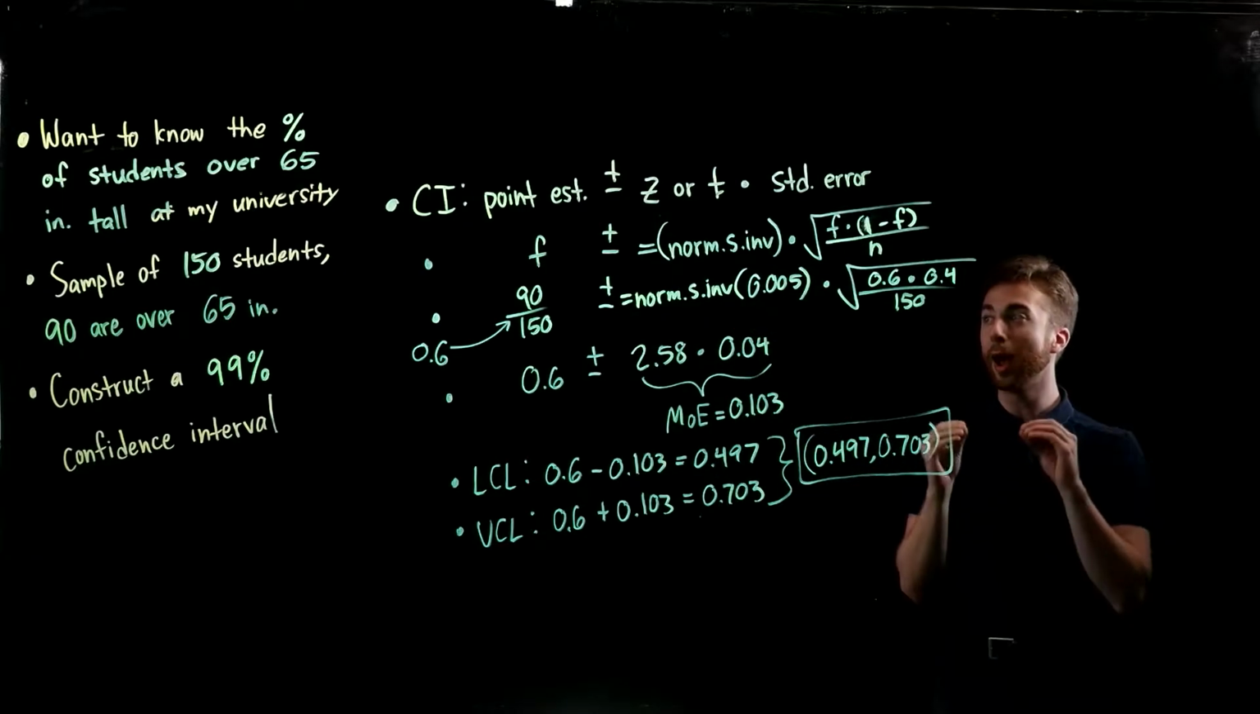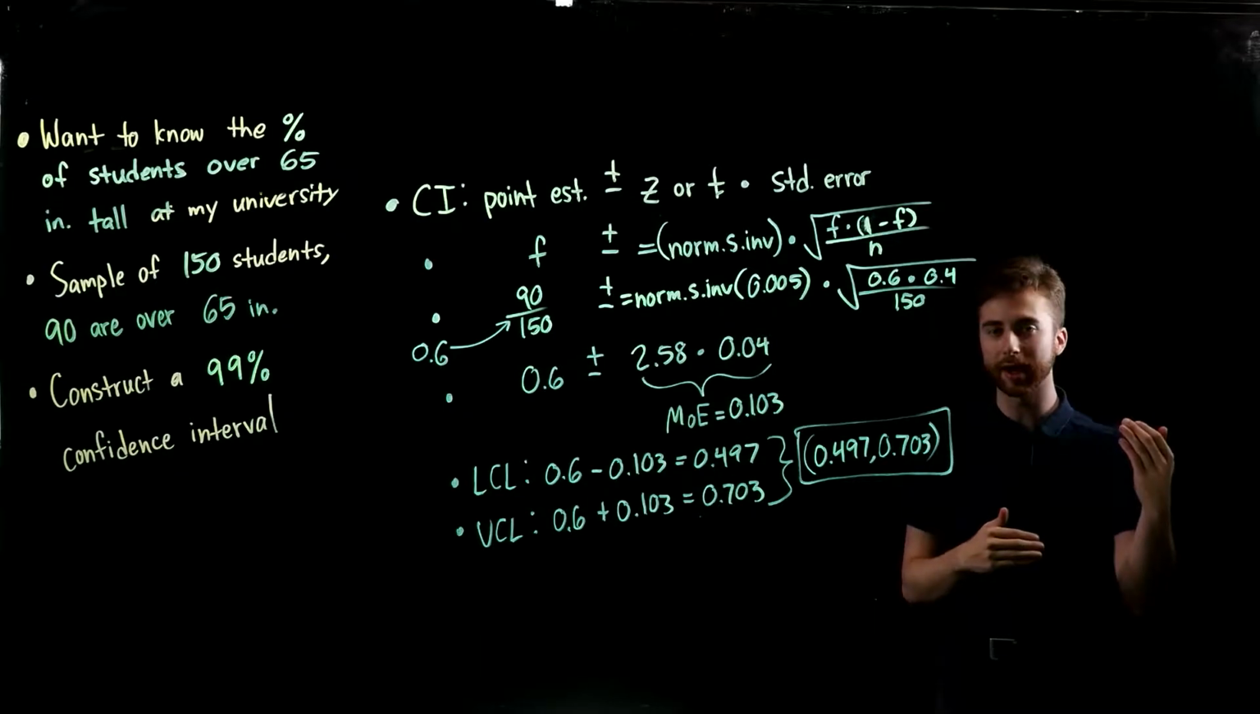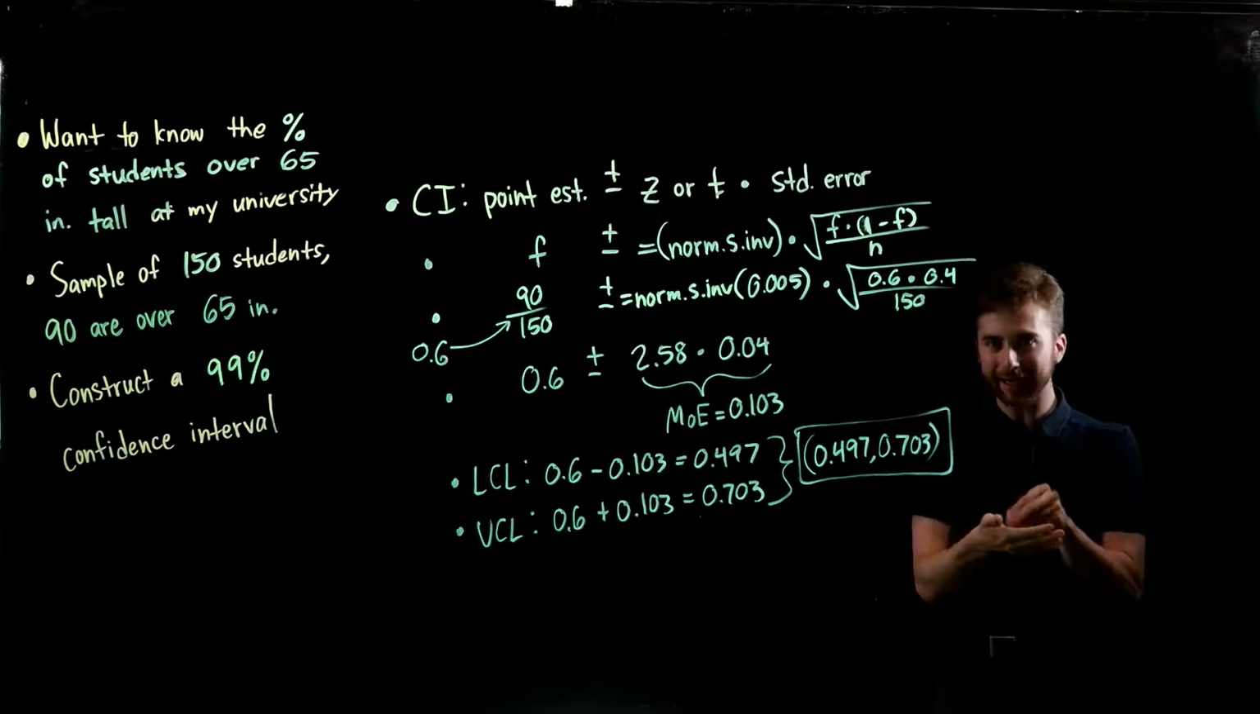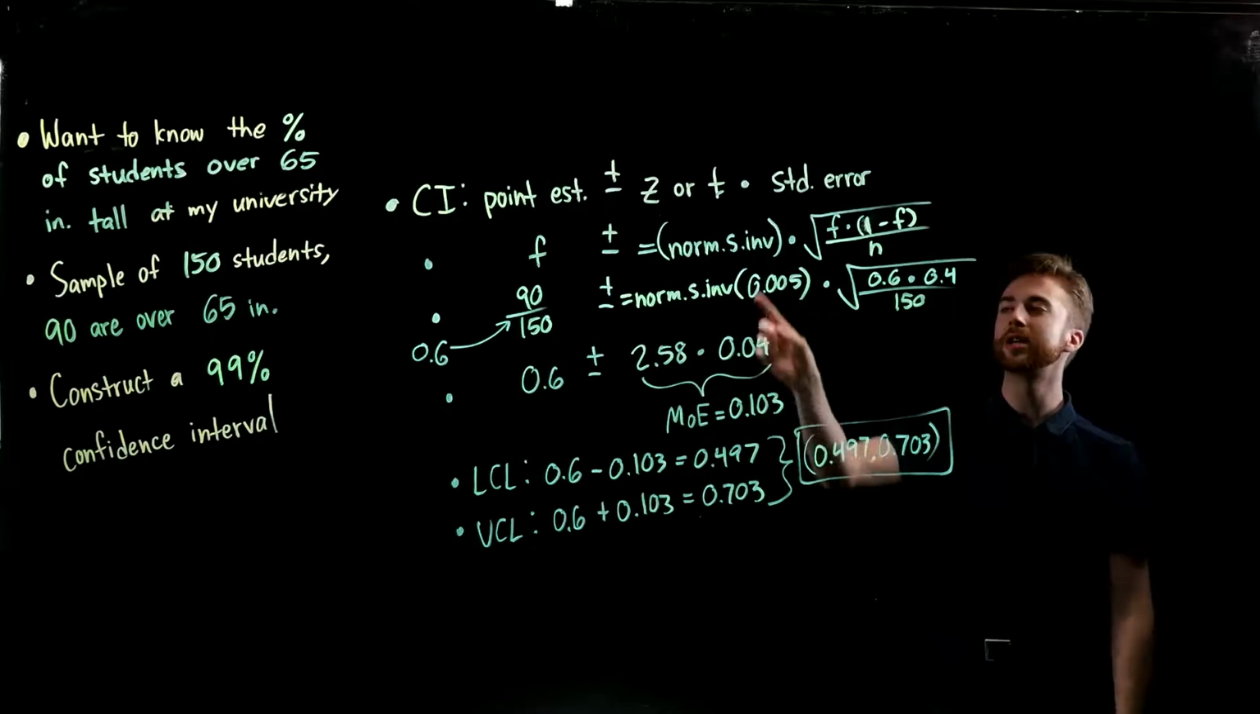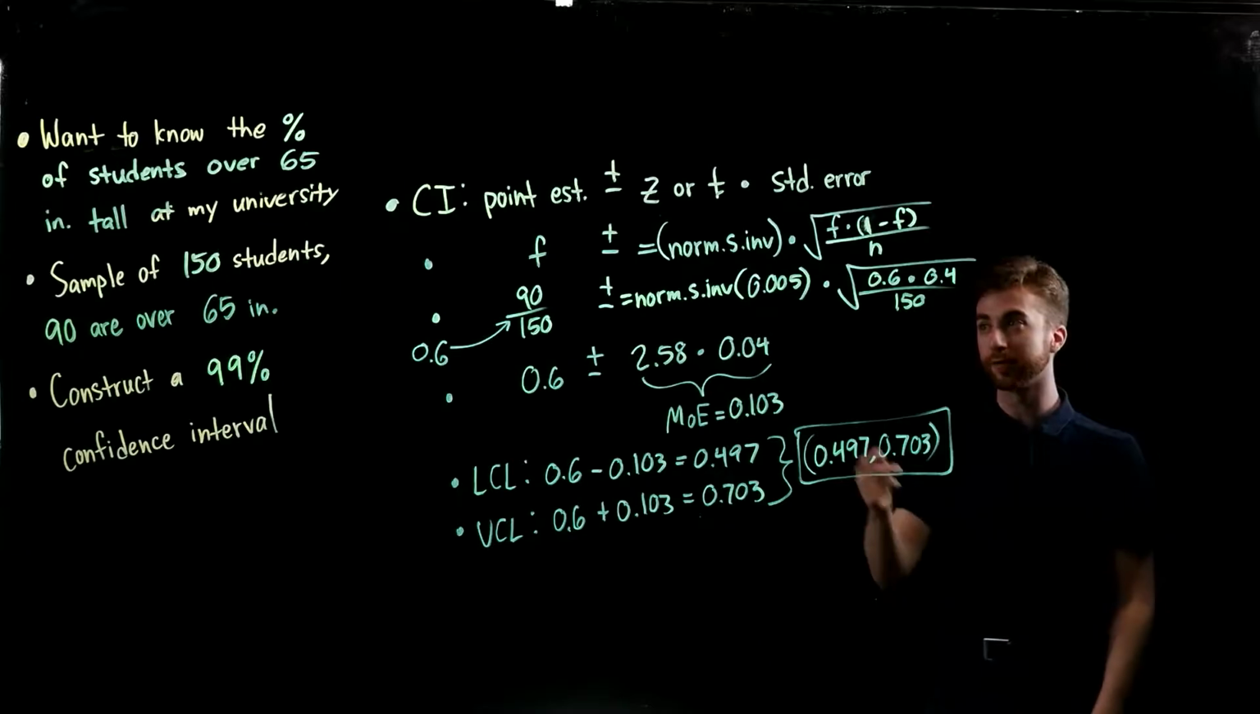If we're wondering about a percent of students who are over a certain height at my university, not the exact height of them, like the average height, we're wondering about a part out of a whole, or a proportion. So we know it's going to be f right there, the sample proportion for the point estimate.